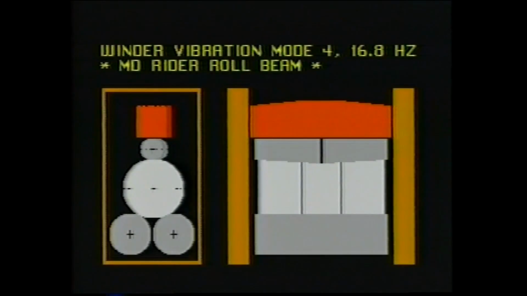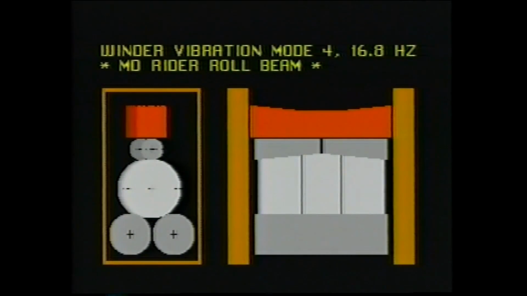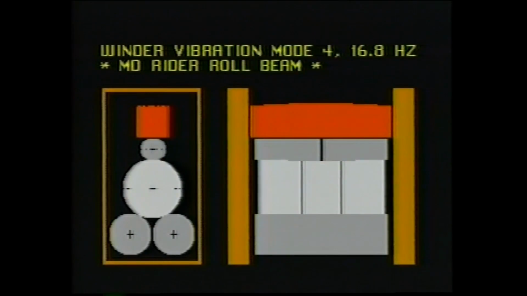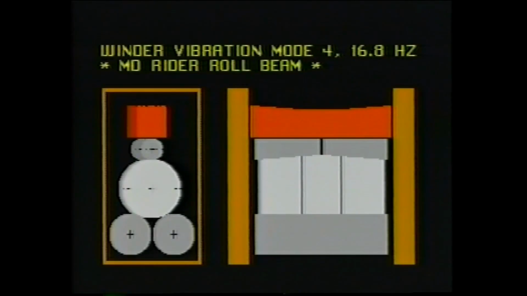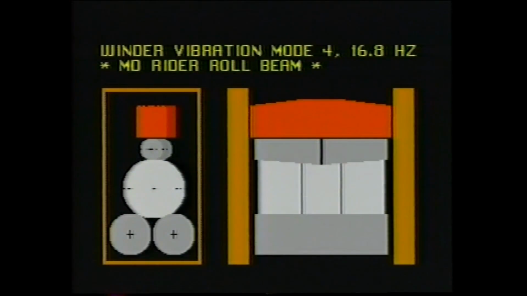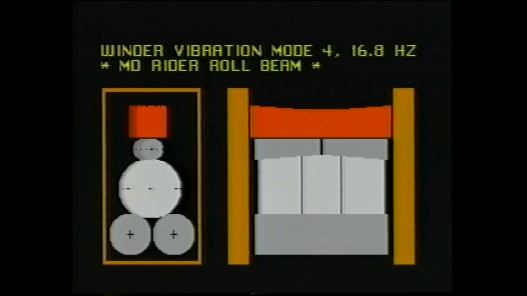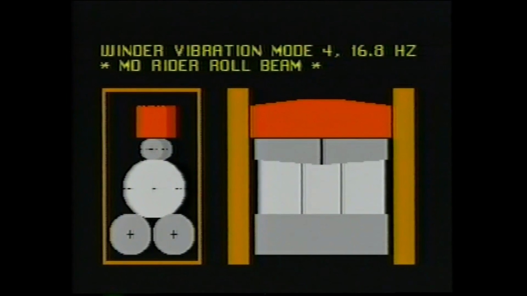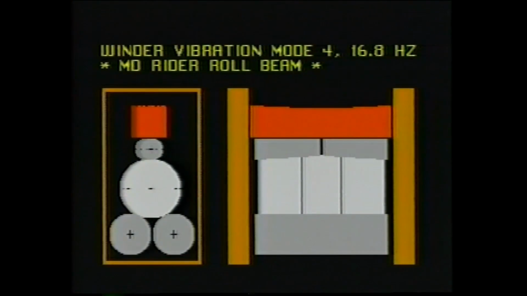The next vibration mode is the machine direction rider roll beam mode. In this mode, the rider roll beam bends horizontally in the machine direction as a simply supported beam. The wound rolls take a similar shape to the rider roll beam, except they are of a smaller magnitude. This mode, which is similar to mode 2, is also difficult to excite.